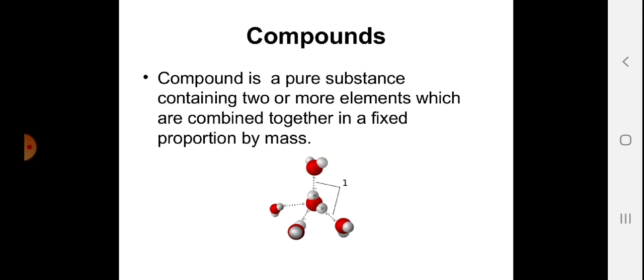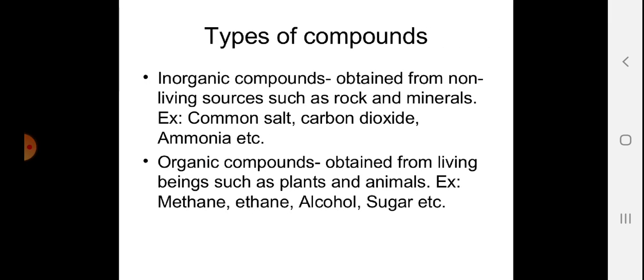So table salt is NaCl. So always NaCl, that will be one part of sodium and one part of chlorine. So they are always found in a fixed ratio or fixed proportion. Let's say another example is water, which is H2O. So always 2 hydrogen and 1 oxygen. So again, the definition of compound says that it is a pure substance containing 2 or more elements which are combined together in a fixed proportion by mass.